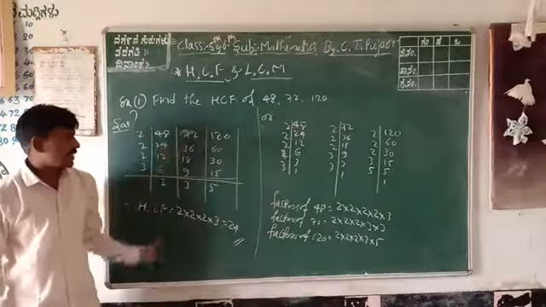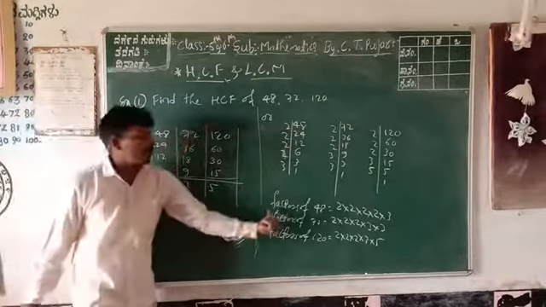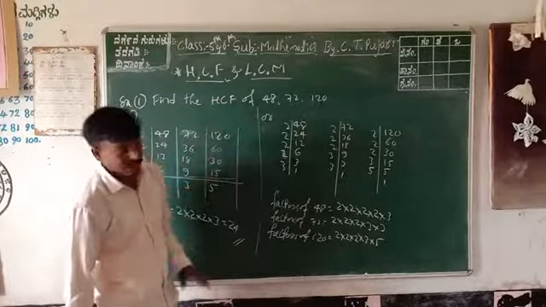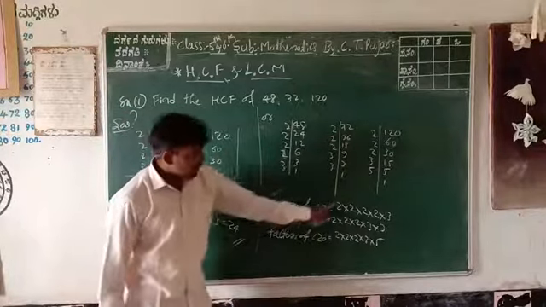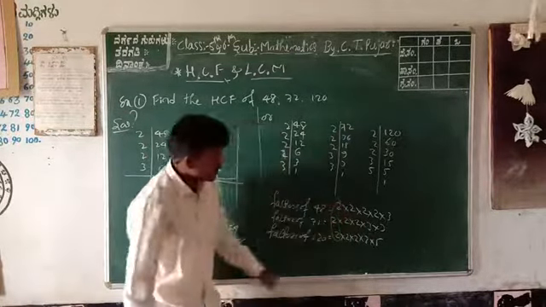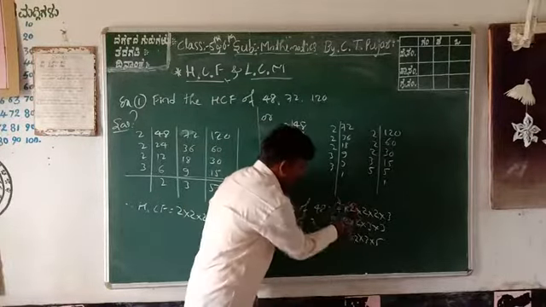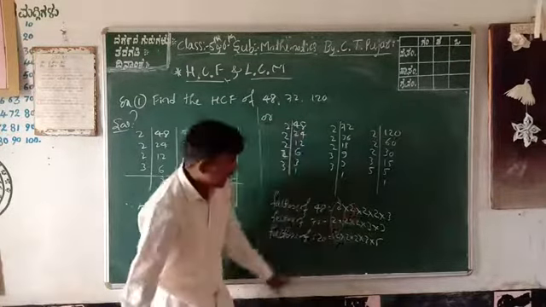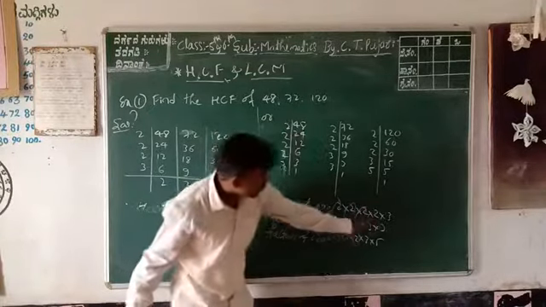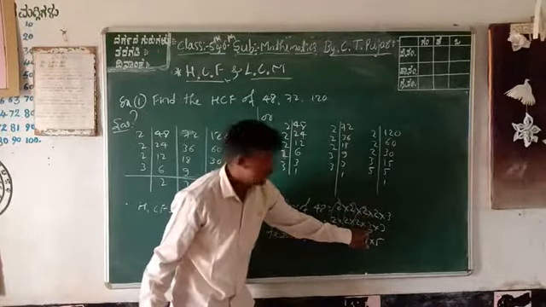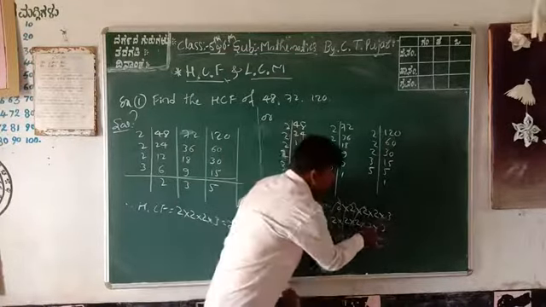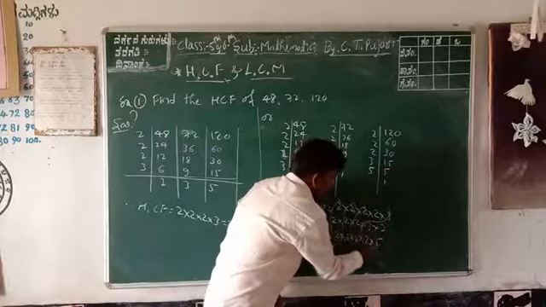This is the only direct method by which you can find the HCF in the given numbers. HCF is the highest common factor. These all are factors. The first 2 is common, take it outside. Next, again 2 2 2 is also common. Next, again 2 2 is common. Next, in this one 2 is not here. Next, you can take 3. 3 is here, 3 is here, 3 is here.